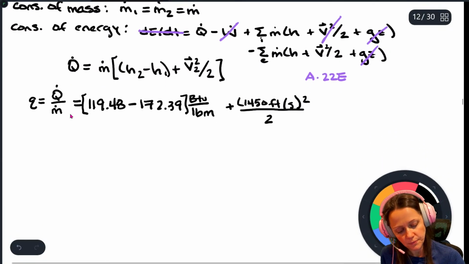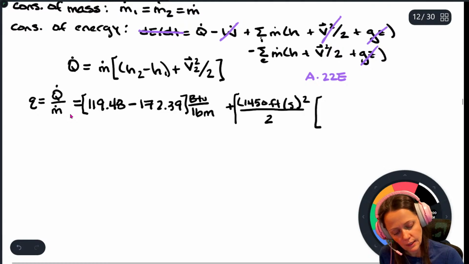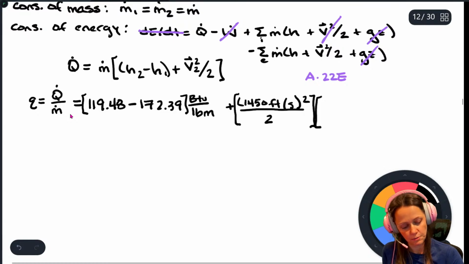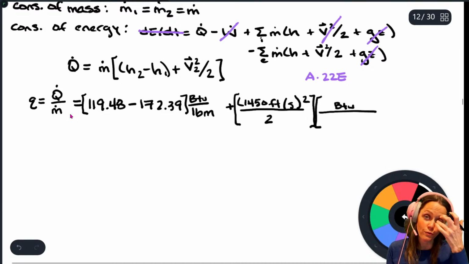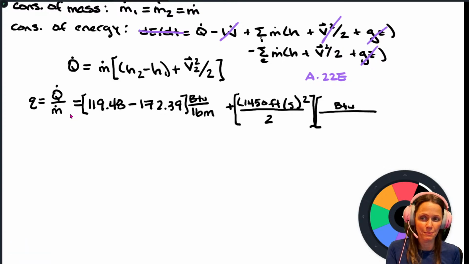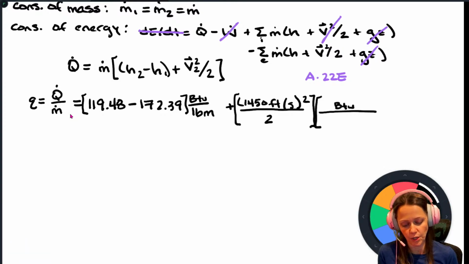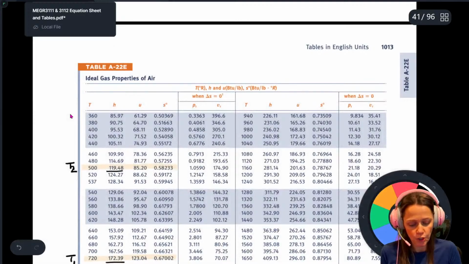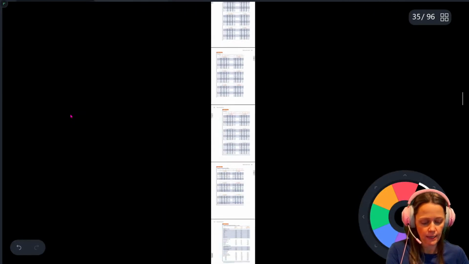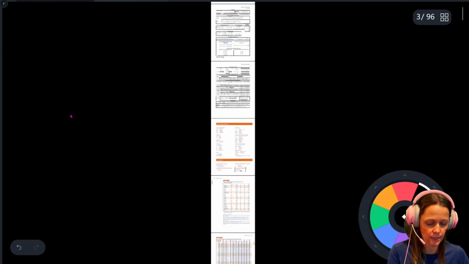And so sometimes English units are a little bit messy. I know I need BTU on the top. I need some sort of conversion factor involving BTU that might get me a little bit closer to where I need to go. So where I'm going to look is my conversion factor sheet.